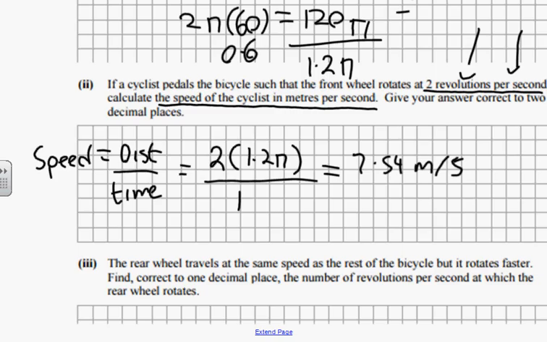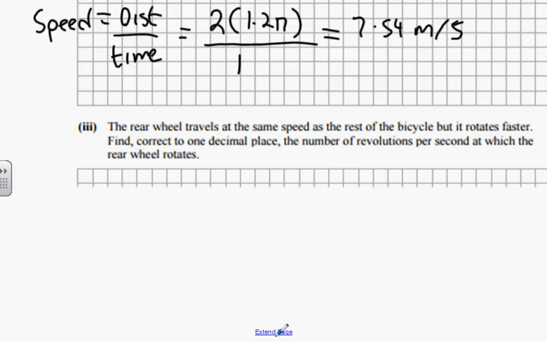The rear wheel travels at the same speed as the rest of the bicycle, but it has to rotate faster. Would everybody agree it has to rotate a lot faster? Find, correct to 1 decimal place, the number of revolutions per second at which the rear wheel rotates. Well, what we know is that the speed of the front wheel is actually 2.4 pi or 7.54 meters per second, yeah?